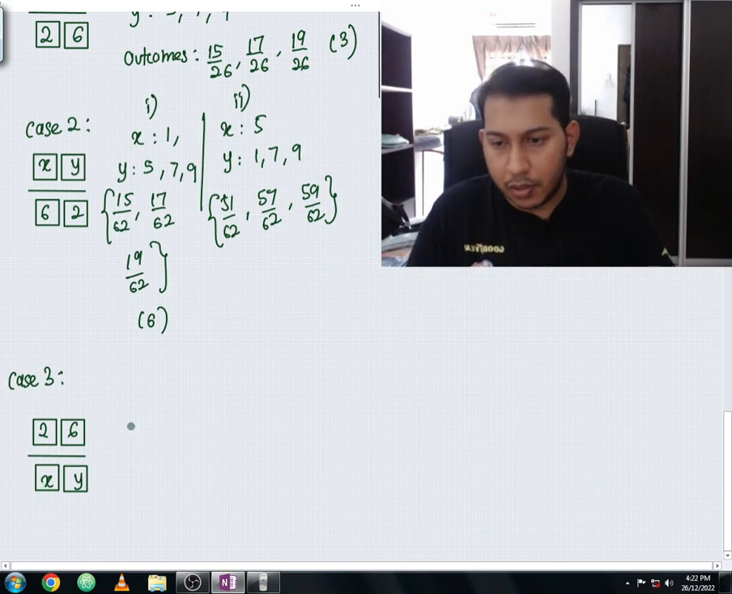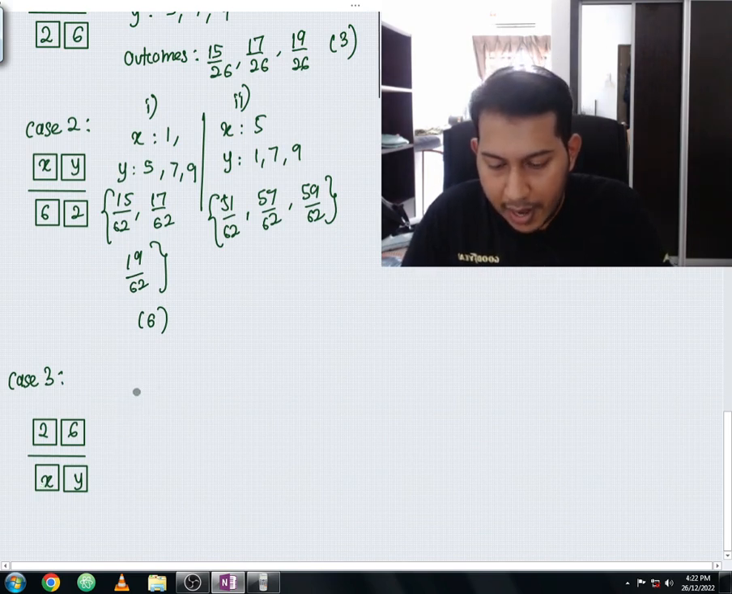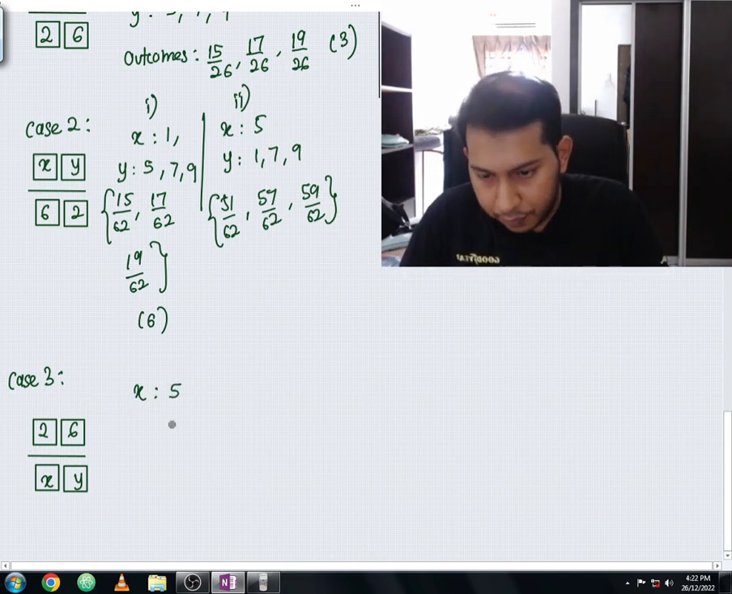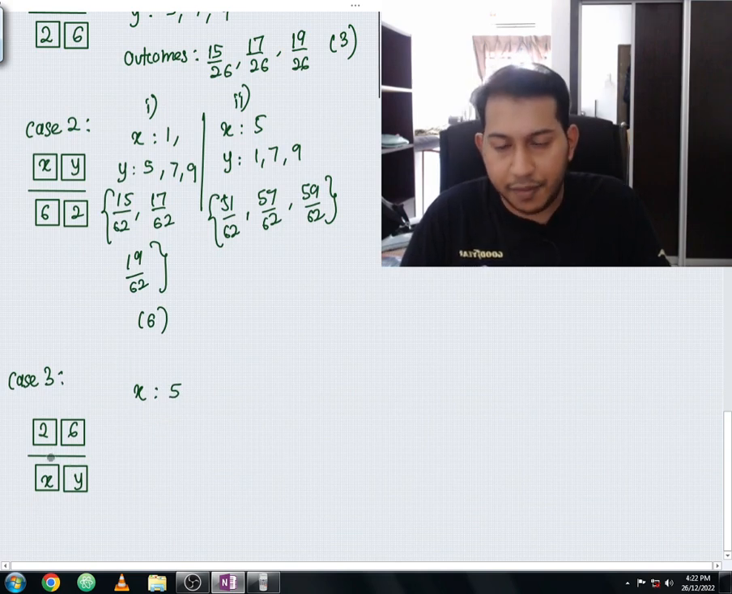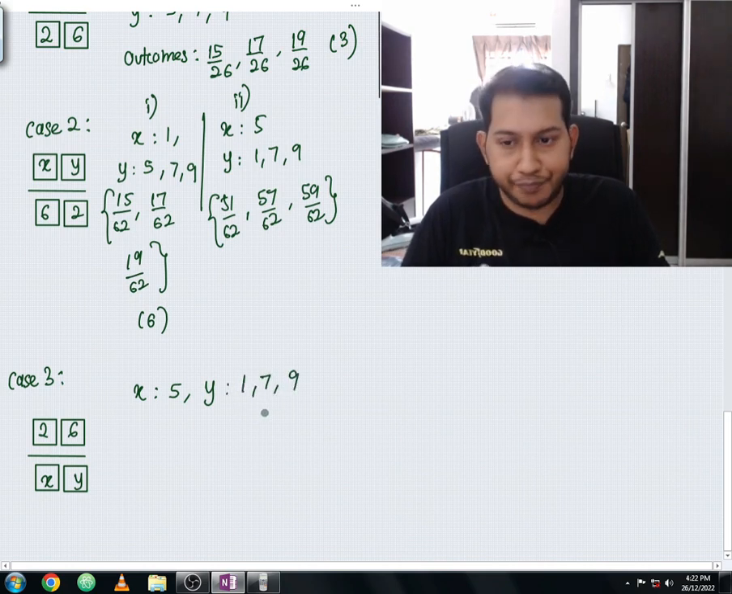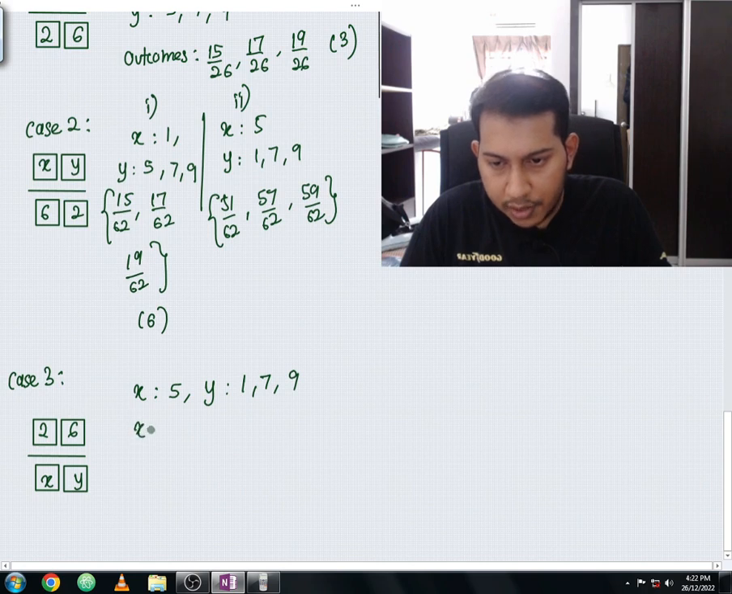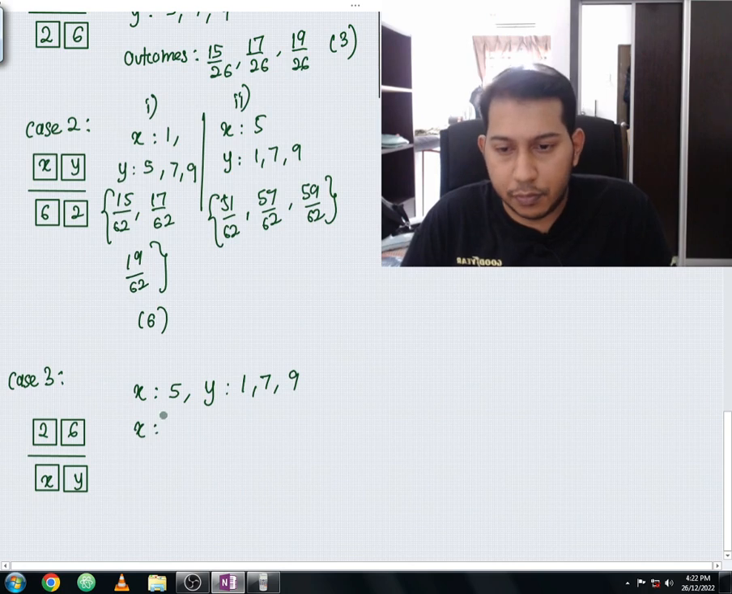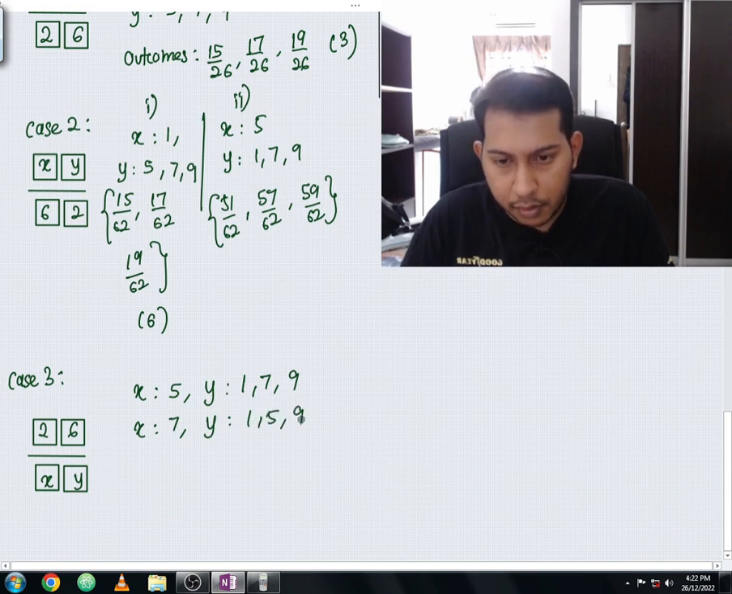So the first possible value of x you can have is 5. If you have x equals 5, the y will be 1, 7, 9. The next possibility is x equals 7. If x equals 7, you have y equals 1, 5, 9.